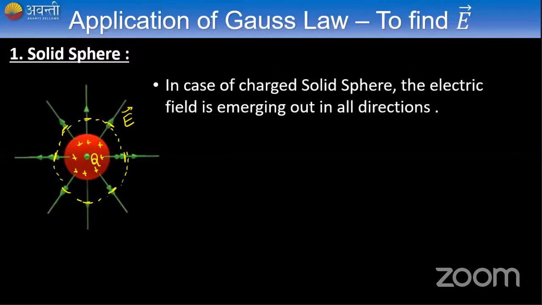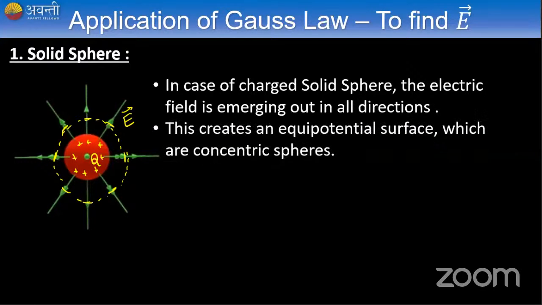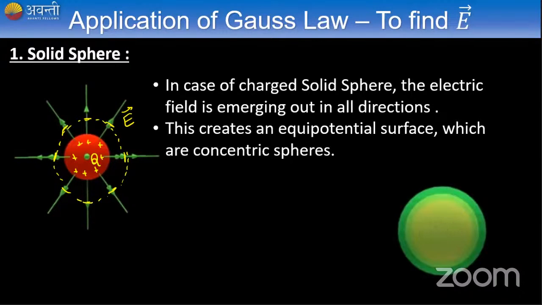So in case of a charged solid sphere, the field is emerging out in all directions, and this creates an equipotential surface. So you could see this is the equipotential surface. Now say this red color ball which we had here is my charged sphere. Now this red color ball is inside a green color ball. If you could see here, this red color ball is inside a green color ball. So this red color ball is nothing but my charged sphere. Now this green color ball or the yellow color ball is my equipotential surface. Now how do these equipotential surfaces behave? These equipotential surfaces behave as closed surfaces. Okay.